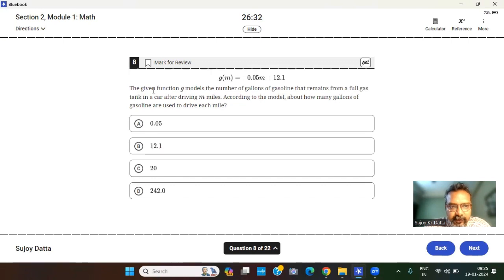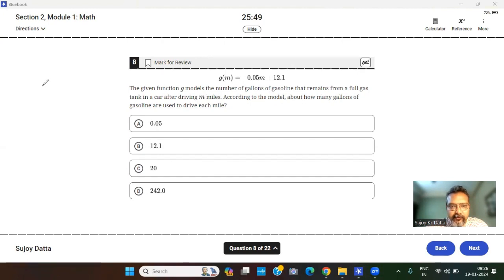Next, this function gives the number of gallons of gasoline that remains from a full tank after driving m miles. So that means it is consuming gasoline, and then something is left over. So that means the consumption would be represented by a negative sign. So this is the negative sign, minus 0.05 m. So 12.1 must be what it had initially, and minus 0.05 m is basically, after driving m miles, the total amount of gasoline used up. So that means for each mile, you must be using up 0.05 gallons of gasoline.